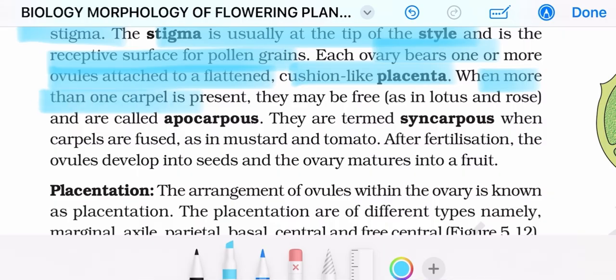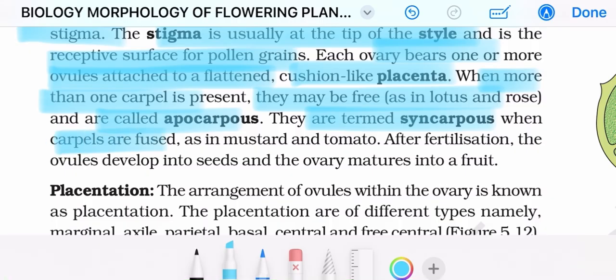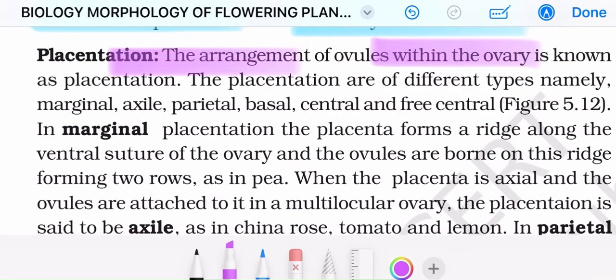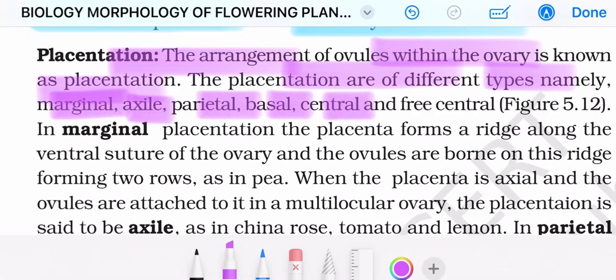When more than one carpel is present, they may be free, as in lotus and rose, and are called apocarpous. They are termed syncarpous when carpels are fused, as in mustard and tomato. After fertilization, the ovules develop into seeds and the ovary matures into a fruit. The arrangement of ovules within the ovary is known as placentation. The placentation is of different types, namely marginal, axial, parietal, basal, central, and free central.